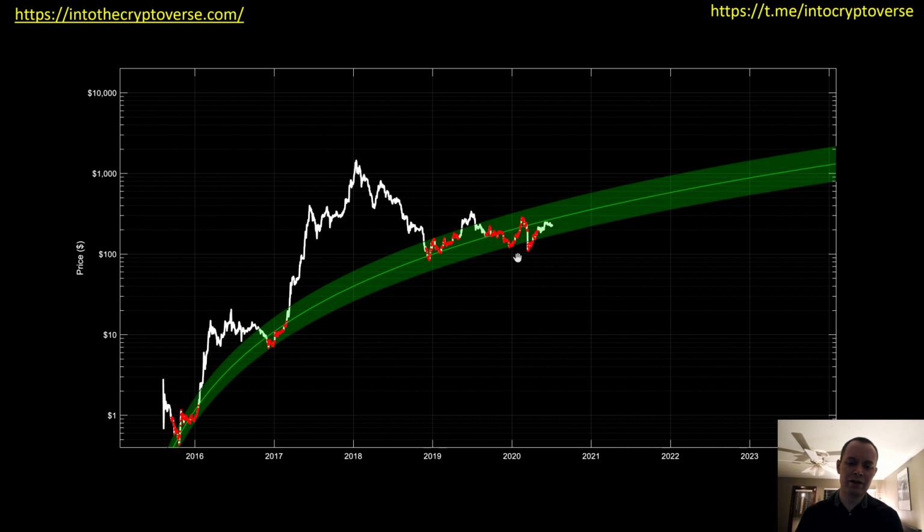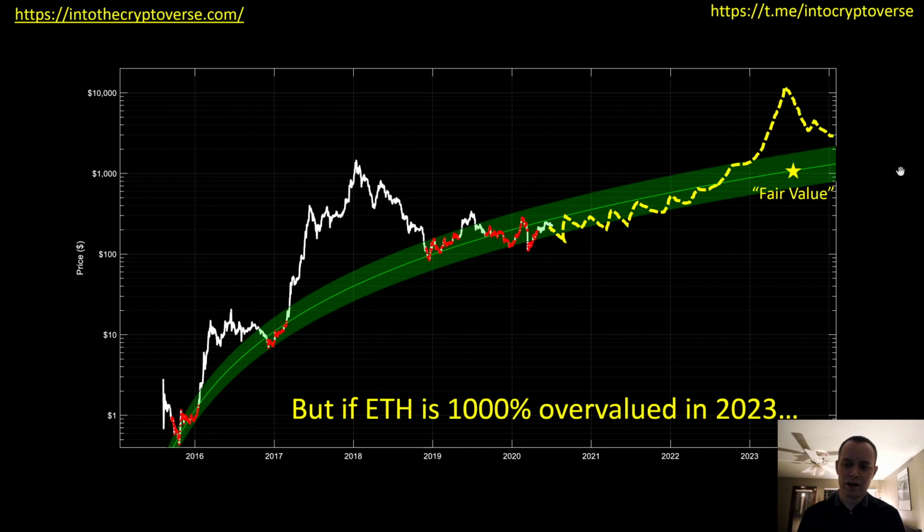Now, if we expect a 1,000% overvaluation, what does it overvalue to? Because the price now of Ethereum is only $250, so 1,000% overvaluation would put it around $3,000. But remember, logarithmic regression here monotonically increases. So by 2023, the fair valuation of Ethereum will be around $1,000. And if we're 1,000% overvalued, then we're going to be just north of $10,000 per Ethereum. Now, does this make sense? Could Ethereum reach a $10,000 valuation? Well, this implies that Bitcoin also reached a very high valuation.